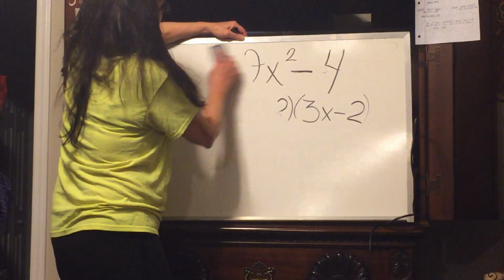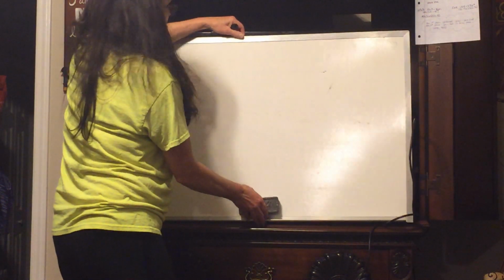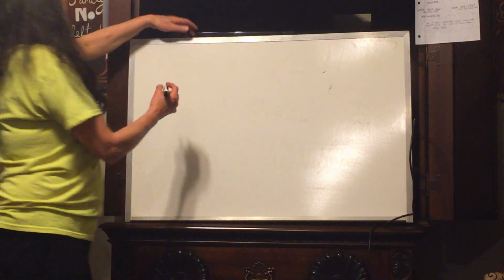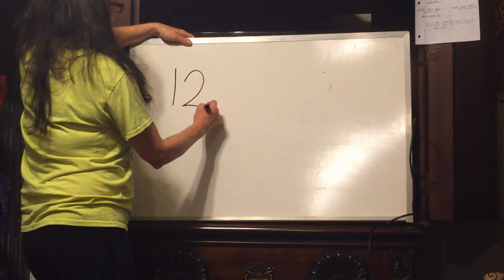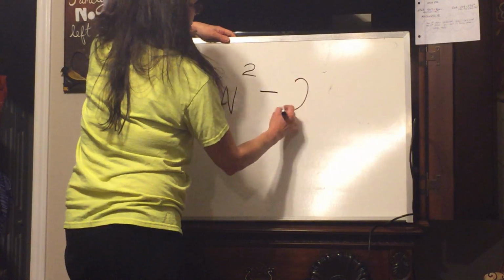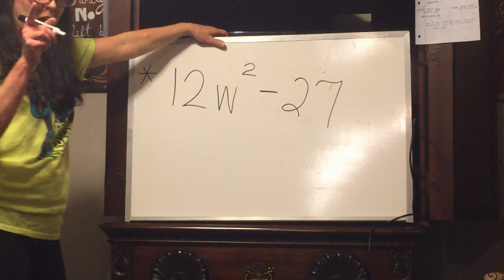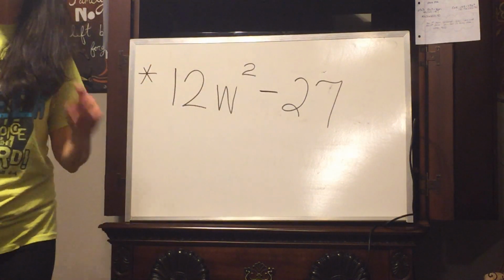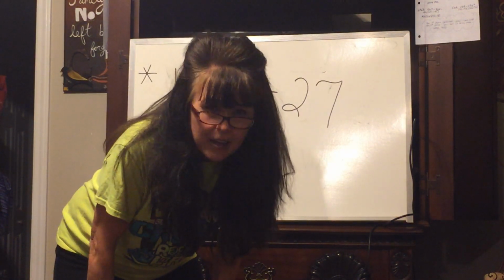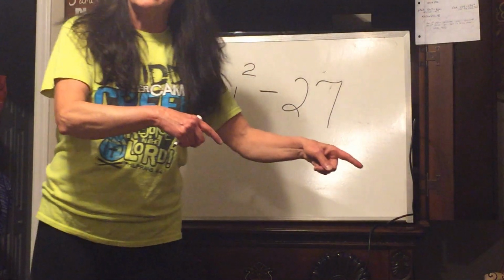So this is example 2. Example 2 is something like this: 12w squared minus 27. Now I'm going to put a little star beside this because that's how I did it in your homework. If it had a star beside it, then that means look for a GCF first. Aha, here's the trick. So, that was yesterday's lesson.